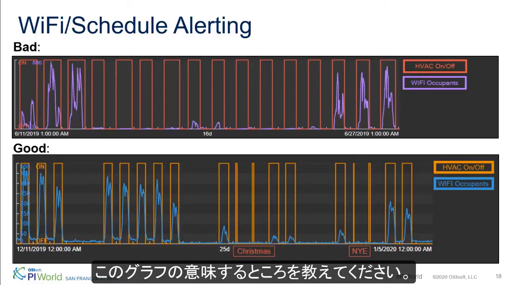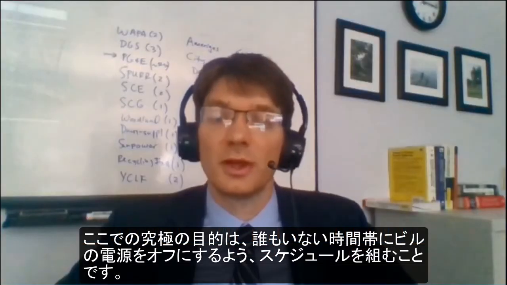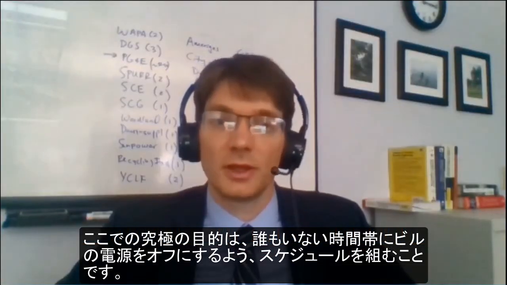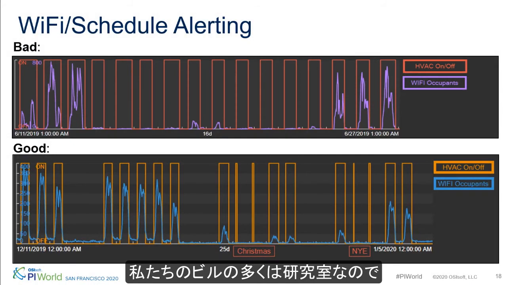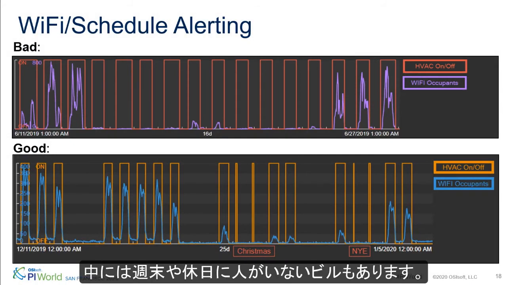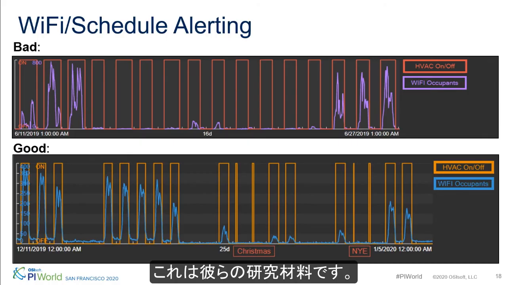So tell people what we're looking at here. Yeah, so the ultimate end game here is to schedule buildings so that they're off when no one's there. Now, not all buildings are fair game for that, because a lot of our buildings are labs, but there's some where folks aren't around on the weekends or on holidays, and so we have a team that's trying to optimize our building energy use, and this was something they wanted to do.